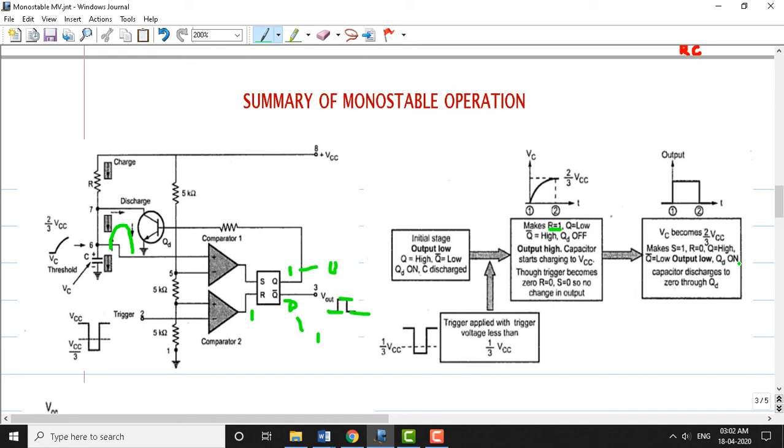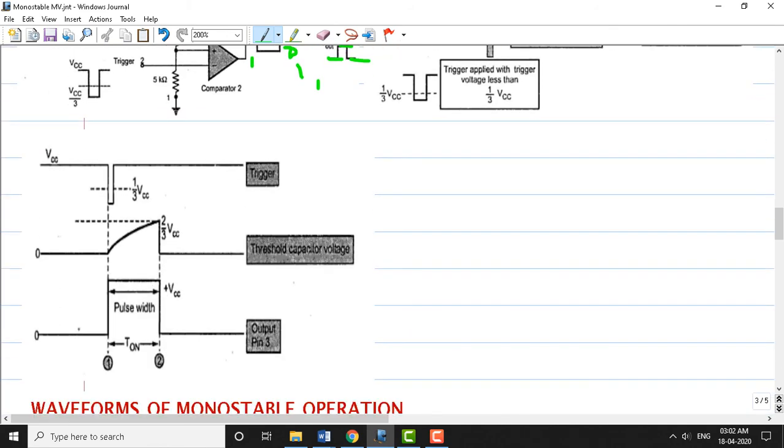So QD again becomes on, and the capacitor discharges to 0 through QD. So this is the overall operation, which explains the overall operation of a monostable using a 555 timer. Here we can plot the waveform of this monostable operation. The first waveform shows the trigger pulse applied. We can apply this trigger pulse periodically, but here we have shown just one pulse. Whenever the trigger pulse falls less than VCC by 3, the changes are going to happen.